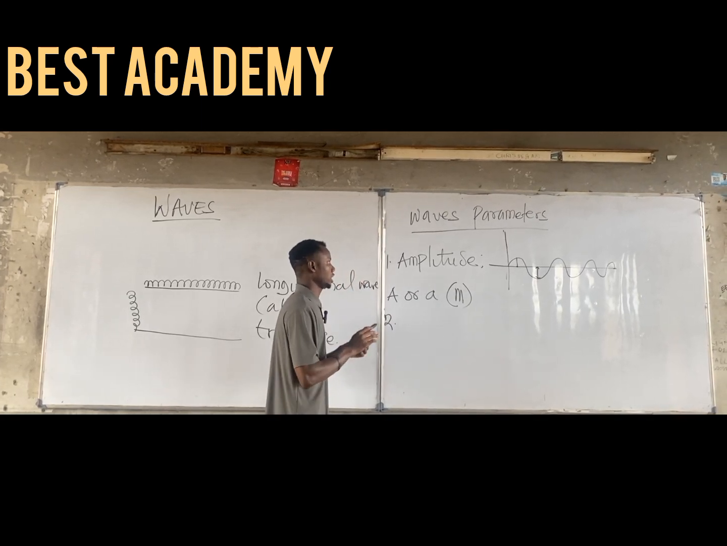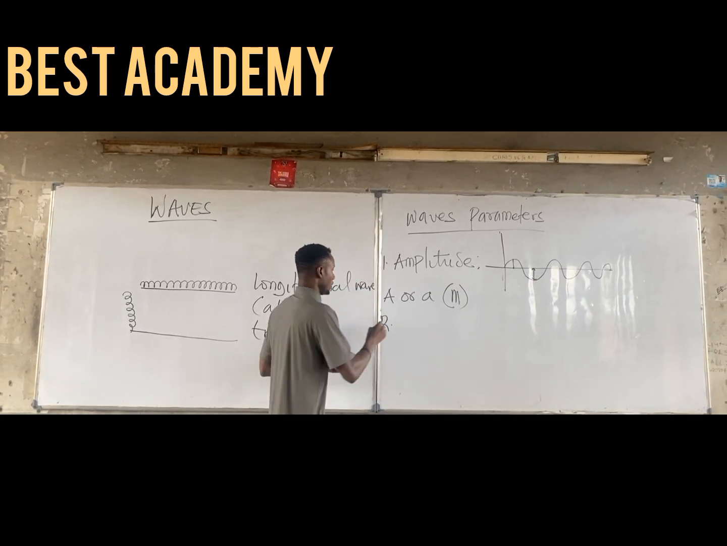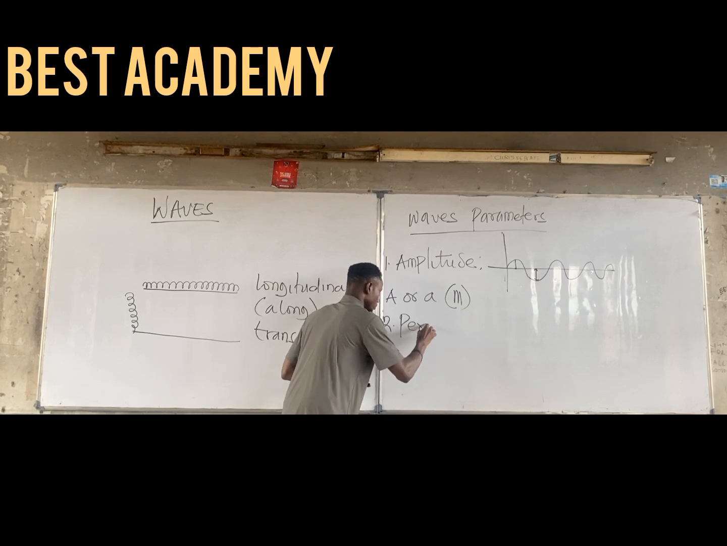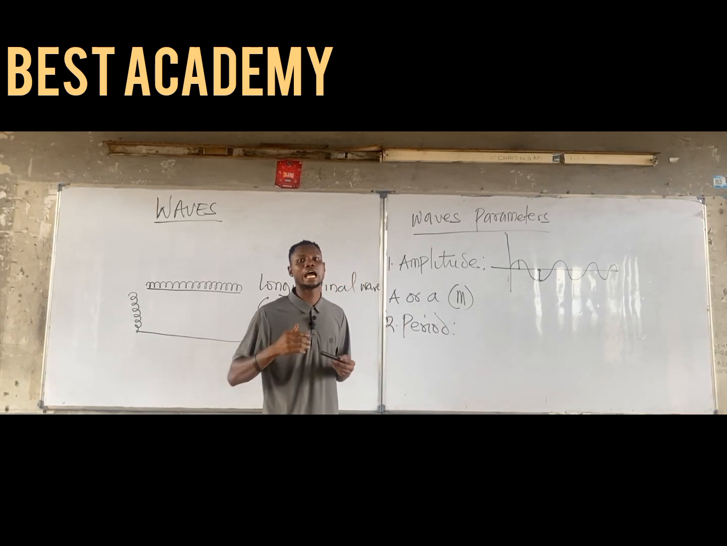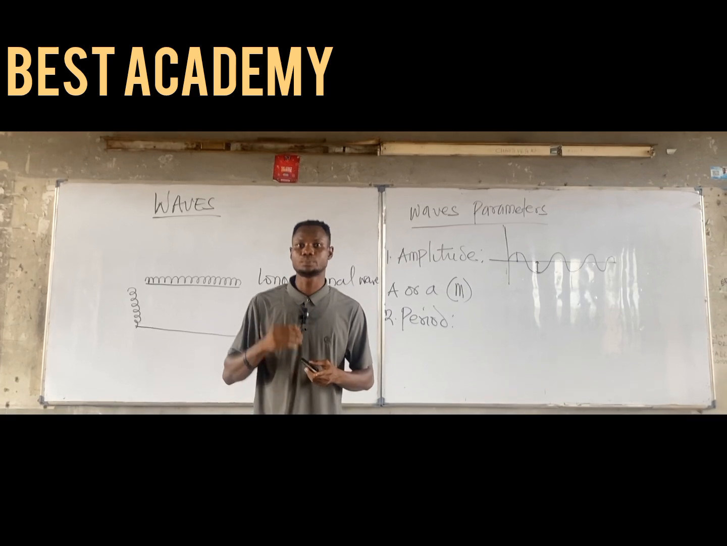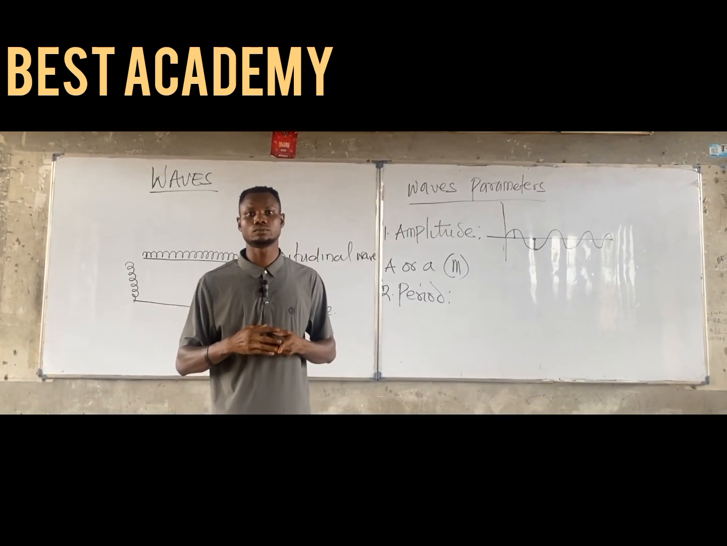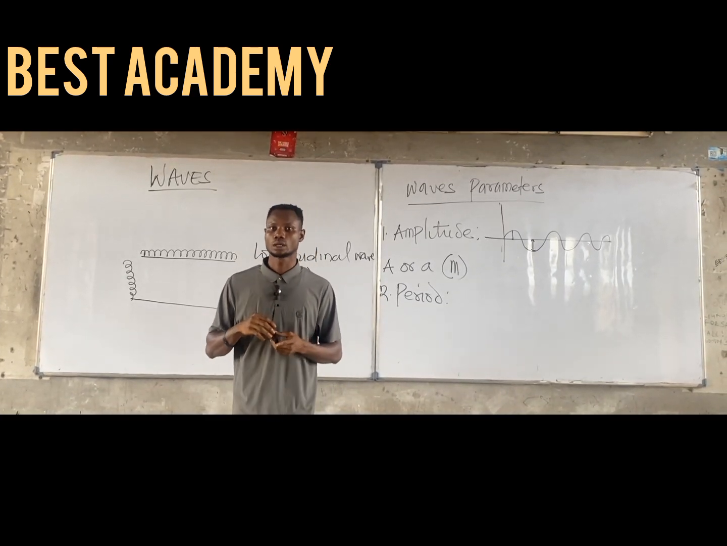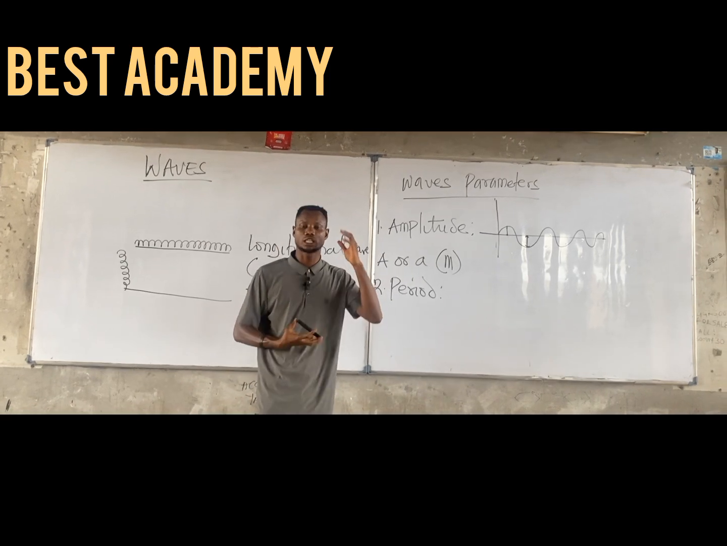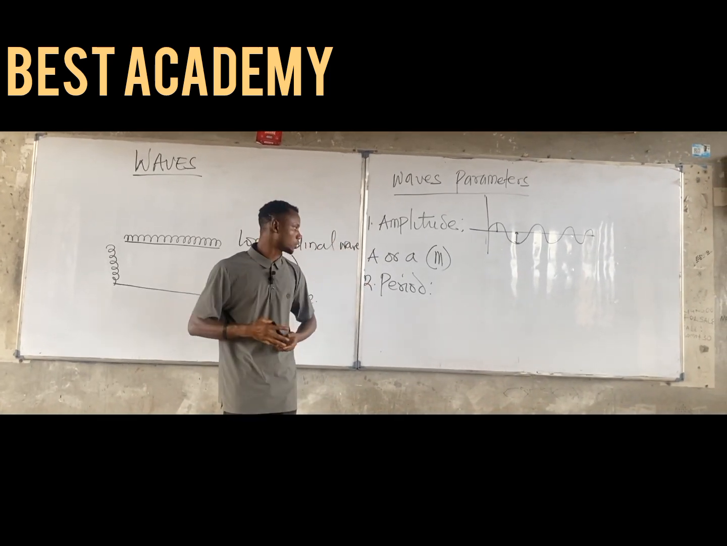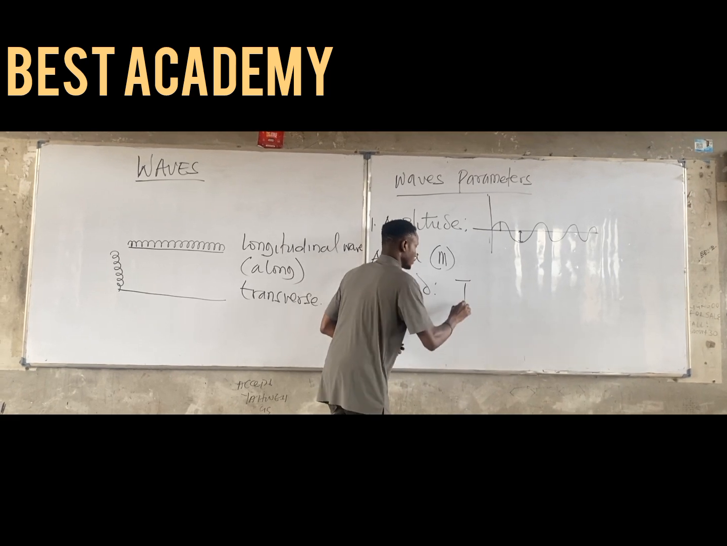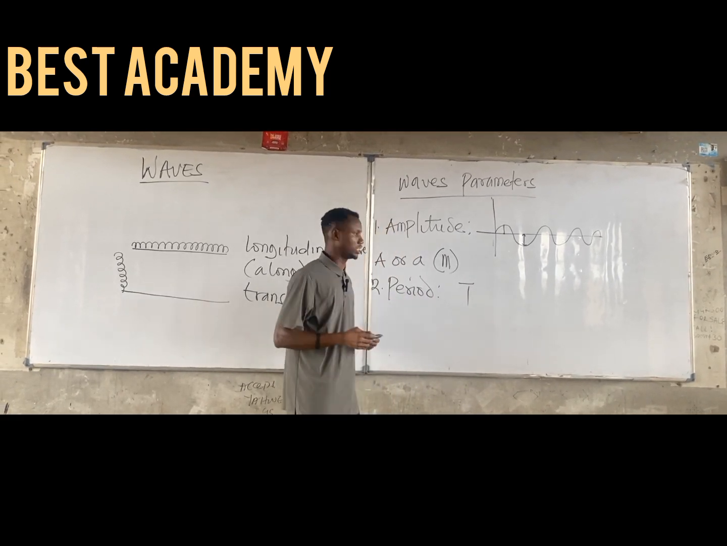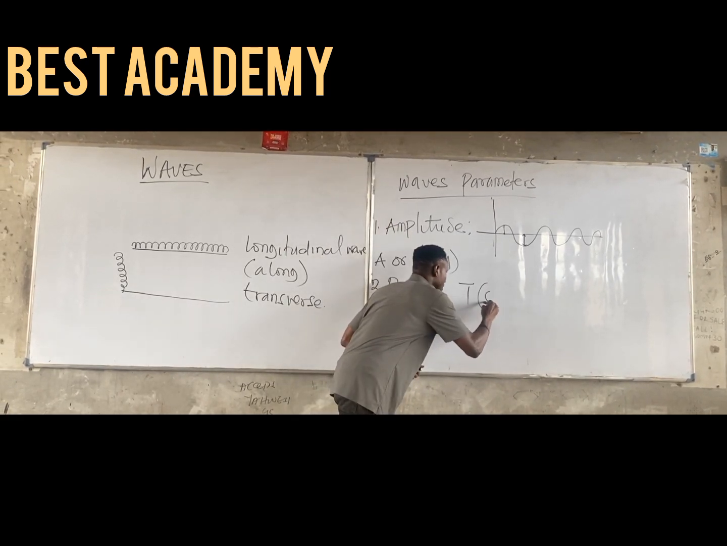The next one here is period. Please take note. Period can be defined as the time taken to cover one cycle. Please write. Period can be defined as the time taken to cover one cycle. It can be denoted by T, and the SI unit is seconds.